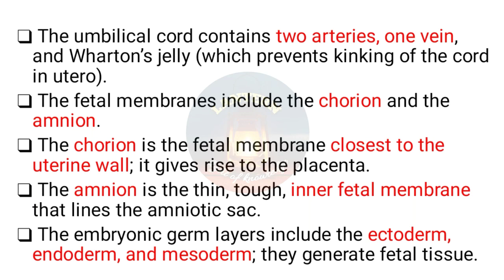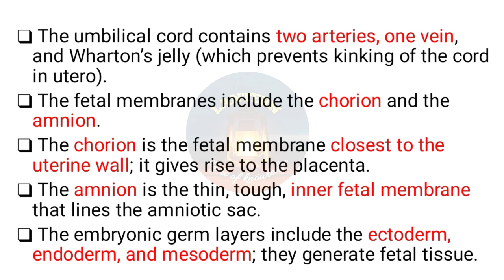The fetal membranes include the chorion and the amnion. The chorion is the fetal membrane closest to the uterine wall, and it gives rise to the placenta. The amnion is the thin, tough inner fetal membrane that lines the amniotic sac. Embryonic germ layers include ectoderm, endoderm, and mesoderm.